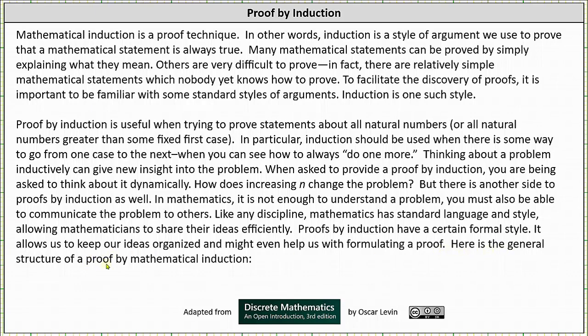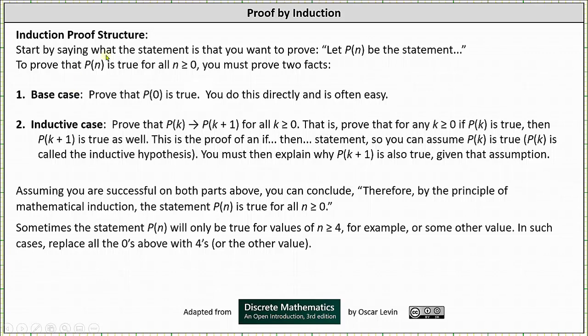Here's a general structure of a proof by mathematical induction. We start by saying what the statement is that you want to prove. Let P of n be the statement. To prove that P of n is true for all n greater than or equal to 0, you must prove two facts. Number one, the base case: prove that P of 0 is true. Do this directly; it is often very easy.